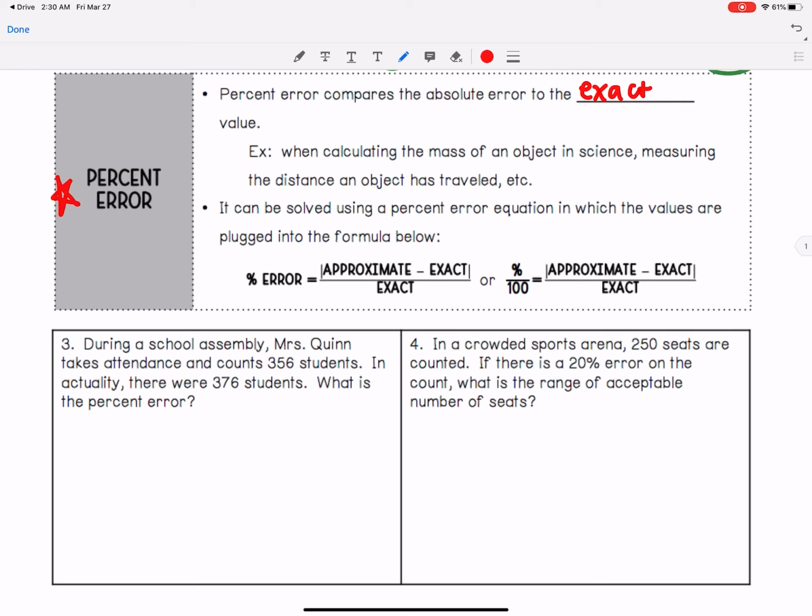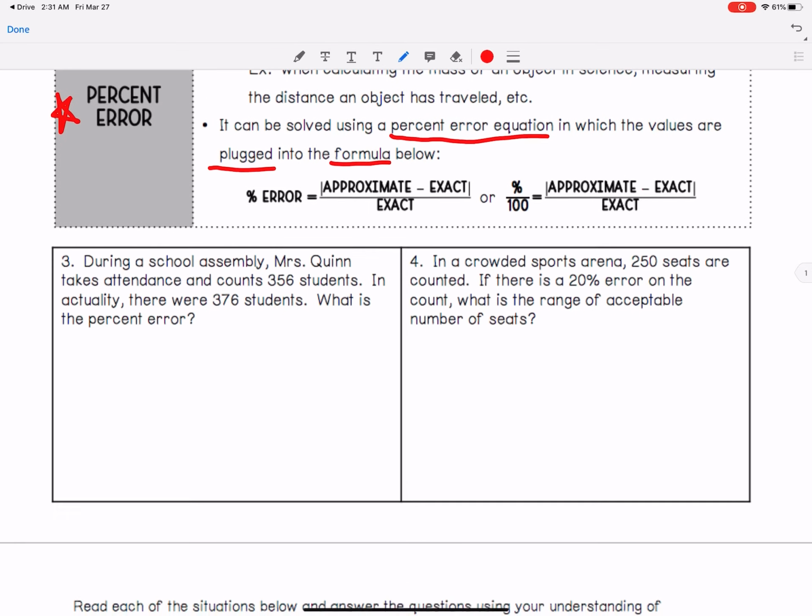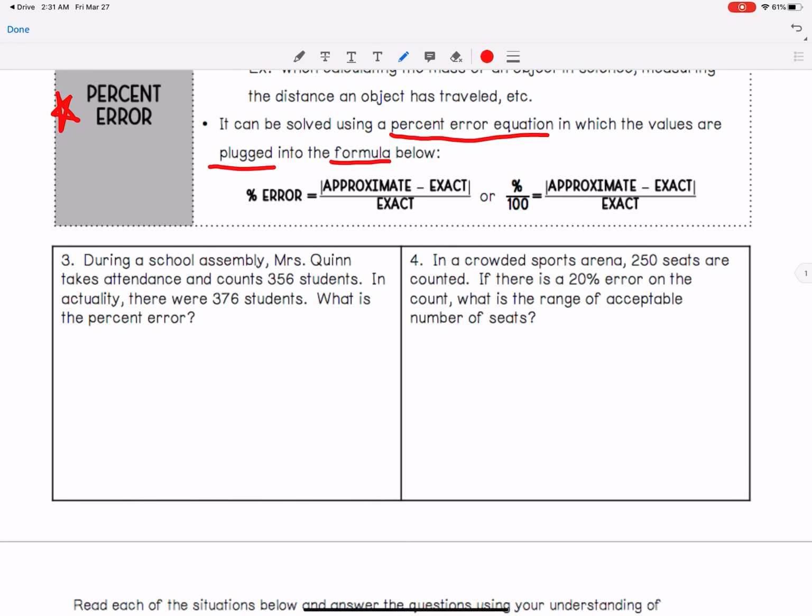Percent error can be solved using a percent error equation in which the values are plugged into the formula below. So this formula is super important. We're going to be using it throughout today's lesson. So here's what you do. Percent error is equal to the approximate value minus the exact value, that's exactly what we were doing before, over the exact value. So just put that below.